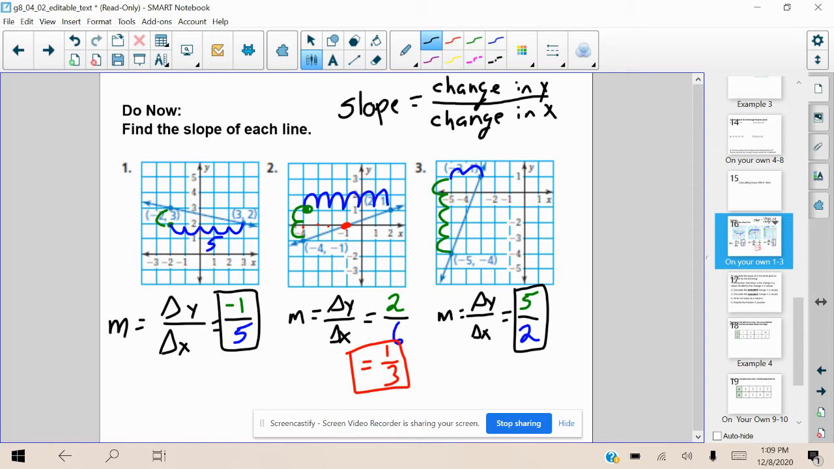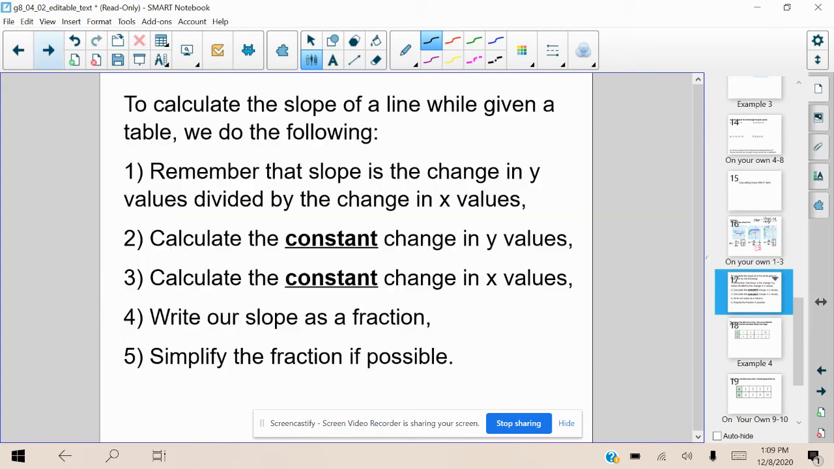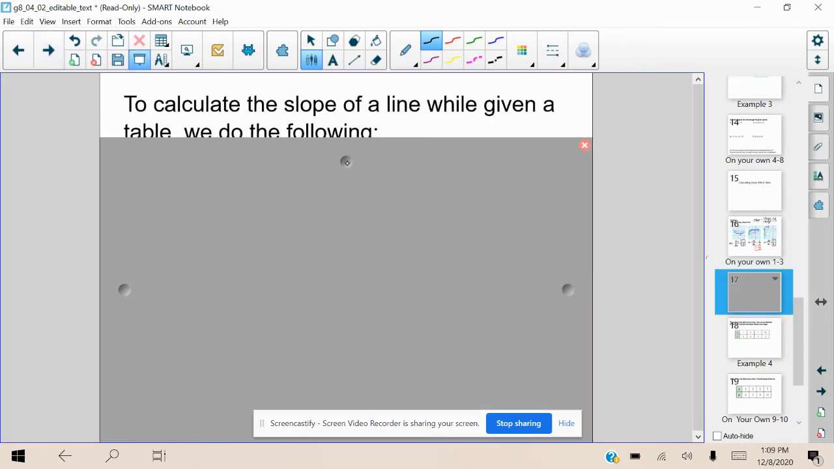Awesome. So let's get into our discussion today. Just now we calculated slope given a line on a graph. But what if we're not given a line? Well, we have some steps that we can take to calculate the slope of a line while given a table. You should be writing this down as we go through. So if you have to pause to jot something down, by all means do that. You should be taking active notes while we are going through this.